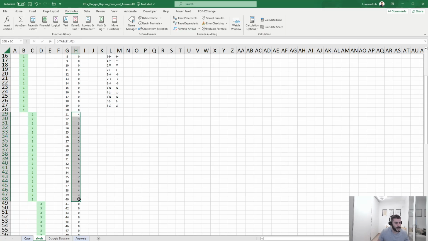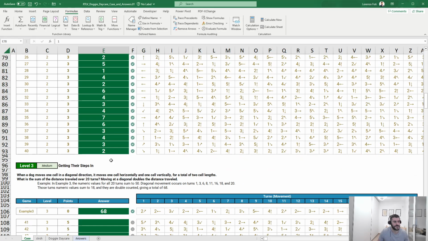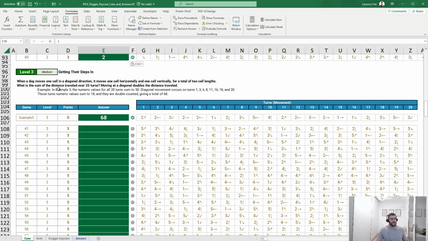So I can quickly see which are the answers that match level 2, and that's it. Let's move to level 3, because now the request is to understand the sum of the distance traveled over the 20 turns. Moving on the diagonal doubles the distance traveled. So when a dog moves on a cell in a diagonal direction, it moves one cell horizontally and one cell vertically, for a total of 2 cell lengths. What is the sum of the distance traveled over the 20 turns?